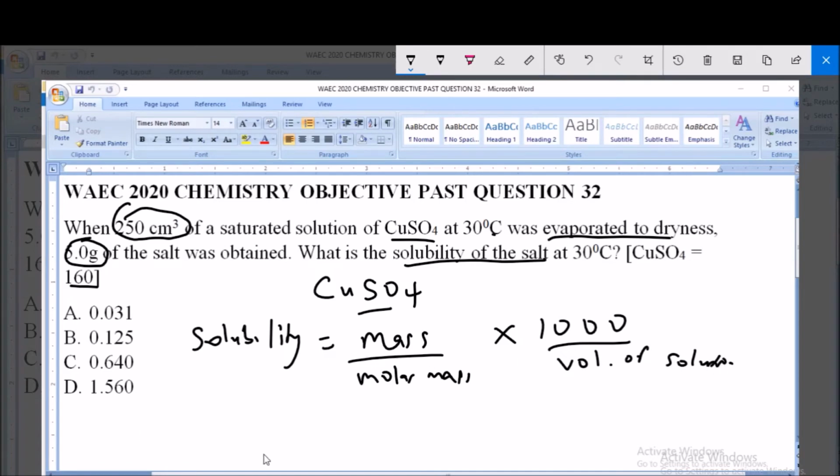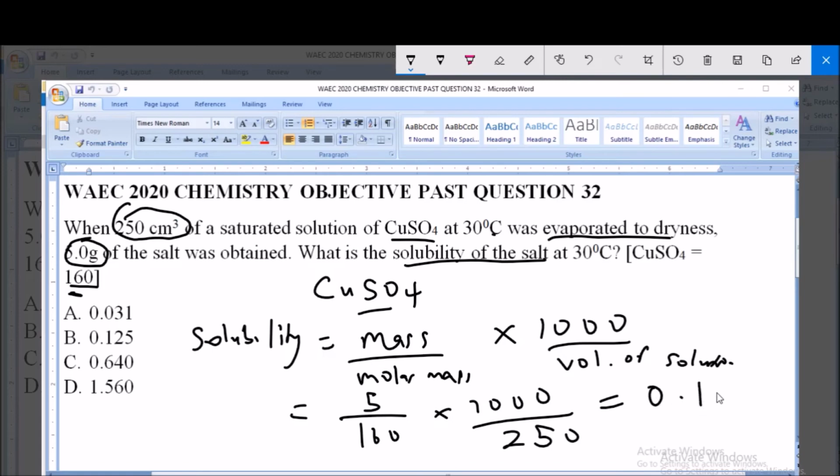So if we input the values, our mass, like we said, is 5.0 grams. That is 5 over molar mass 160, times 1000 over the volume of the solution, 250 cm³. If you compute this, it will give you 0.125 as your answer. 0.125 is option B, so option B is the correct answer to this question.